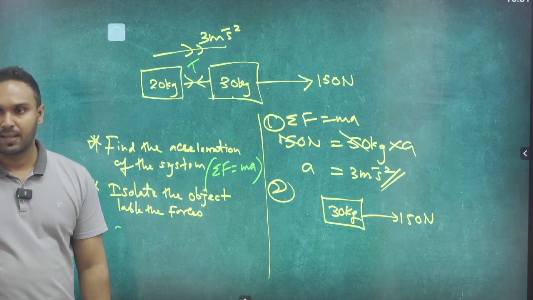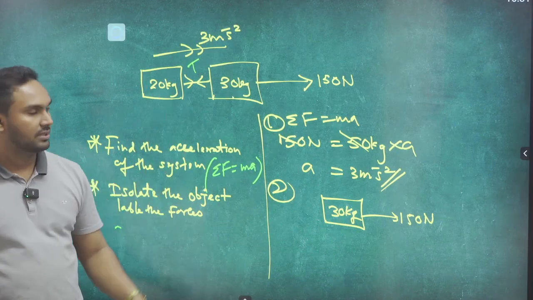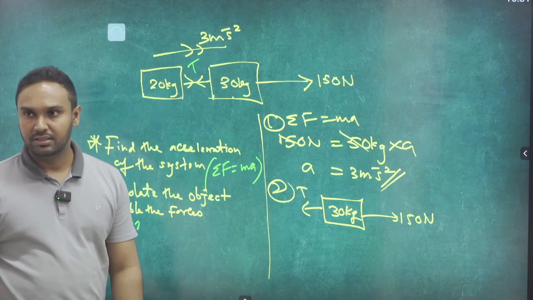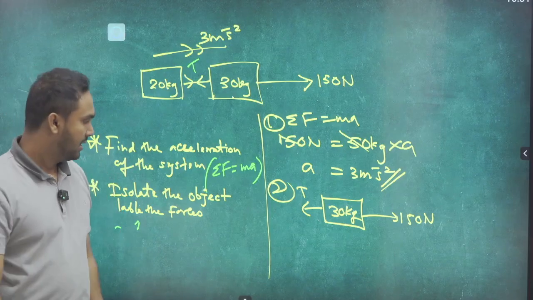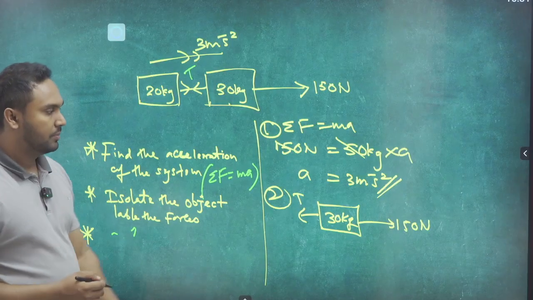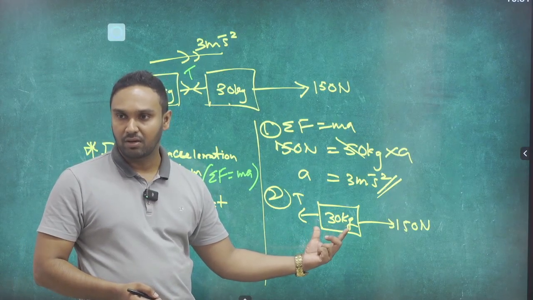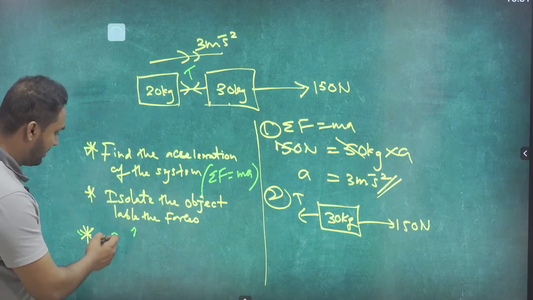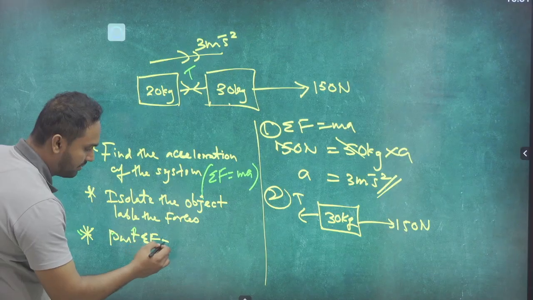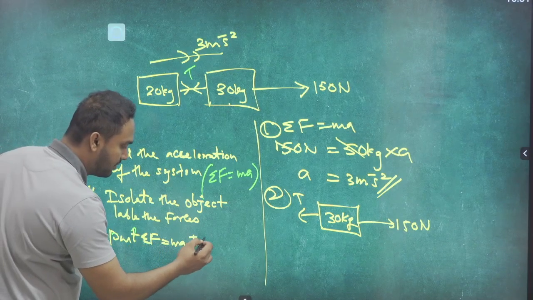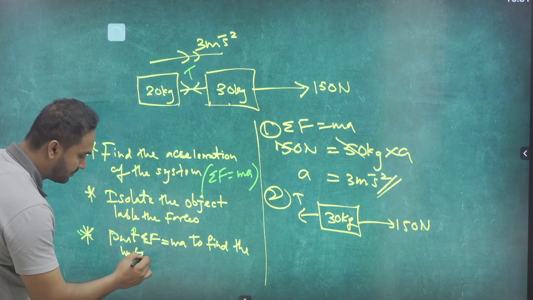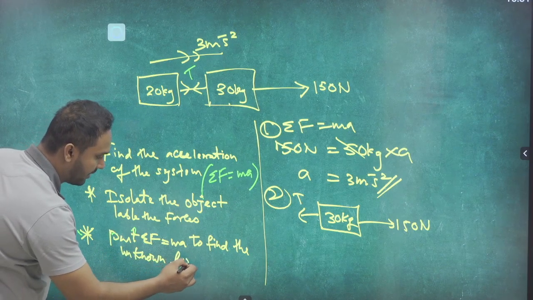Then what else? What are the forces? There is another force acting opposite to the motion, which is the tension, right? So these are the two forces. Get it? So the last thing you have to do is put F equals ma to the object to find the unknown force, right? This is sigma F, right? Sigma F equals ma to find the unknown force, right? To find the unknown force. Get it?